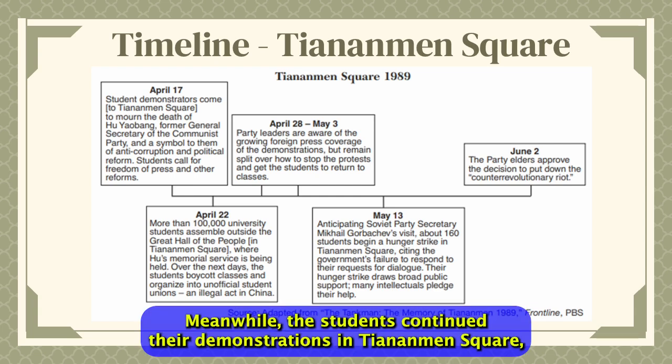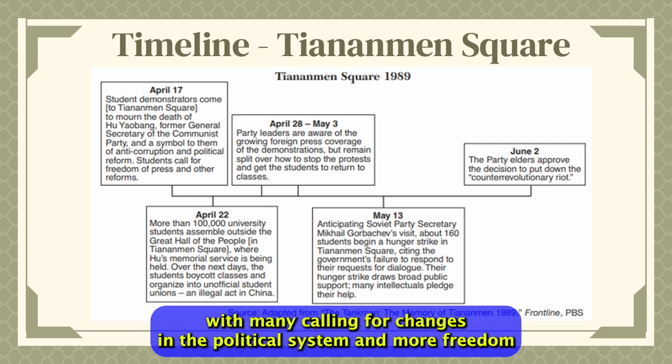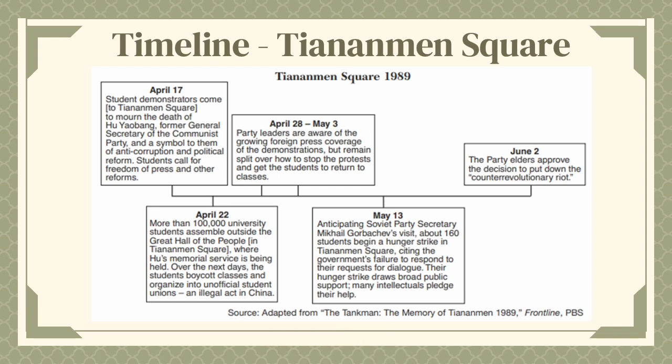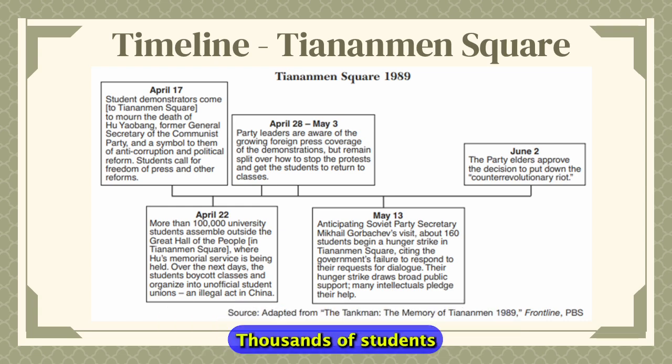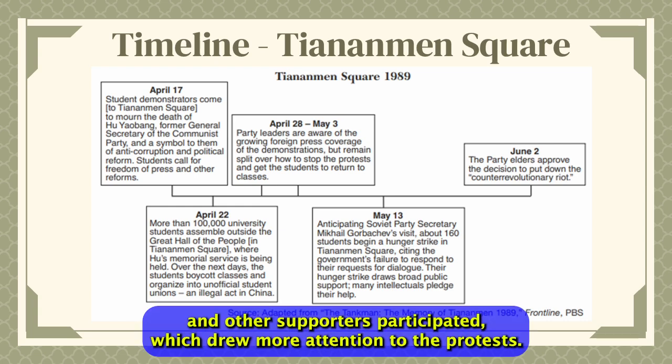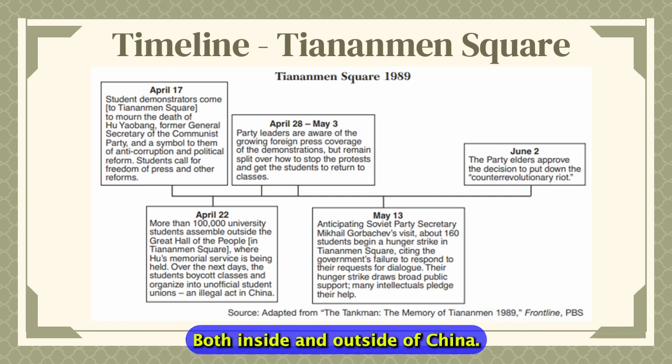Meanwhile, the students continued their demonstrations in Tiananmen Square, with many calling for changes in the political system and more freedom for the people. On May 13th, the students organized a hunger strike to show their determination. Thousands of students and other supporters participated, which drew more attention to the protests both inside and outside of China.